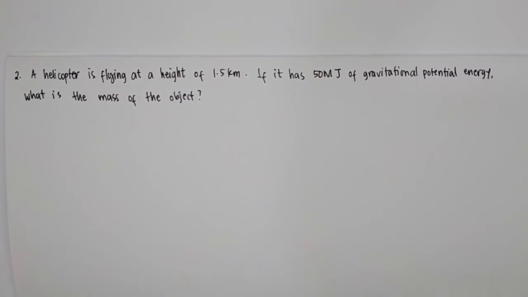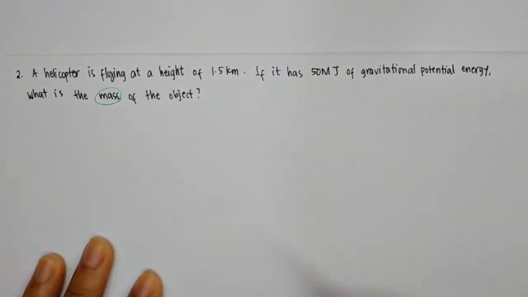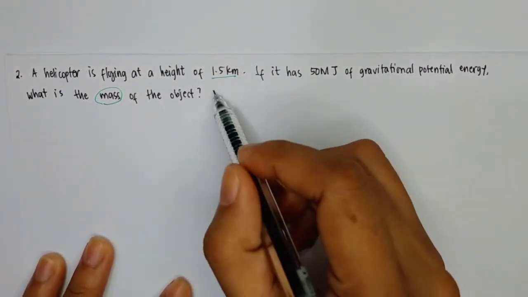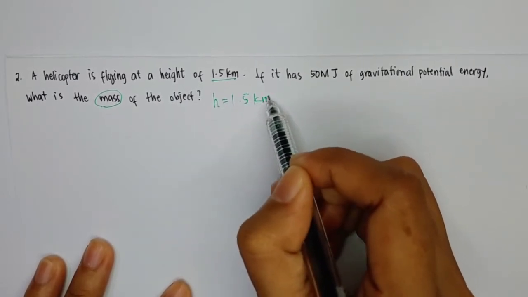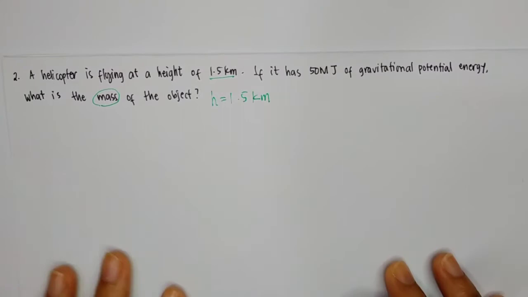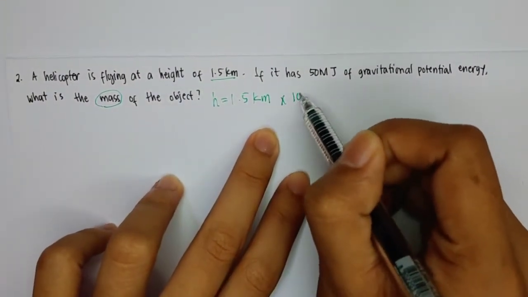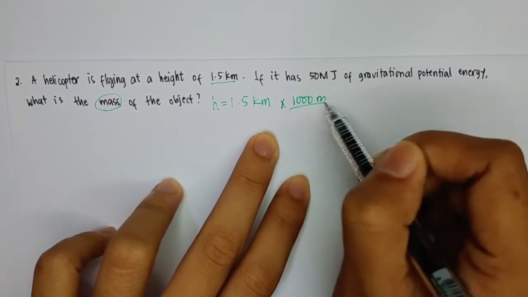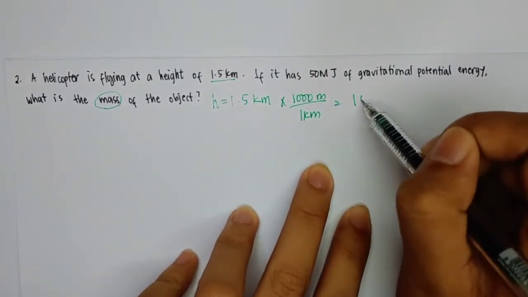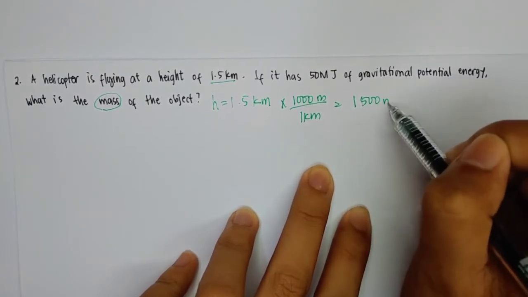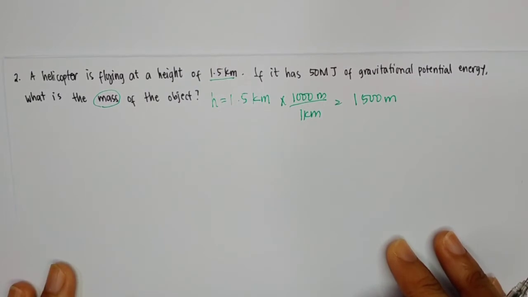Again, what we are looking for here is the mass. We have here our given. Our height is 1.5 kilometers, which should be converted to meters. So let's convert this to meters. That will be times 1,000 meters over 1 kilometer. So this is 1,500 meters. That will be our height.